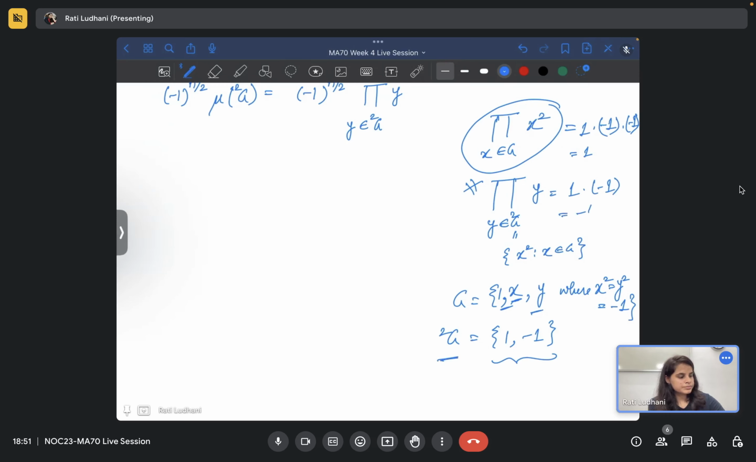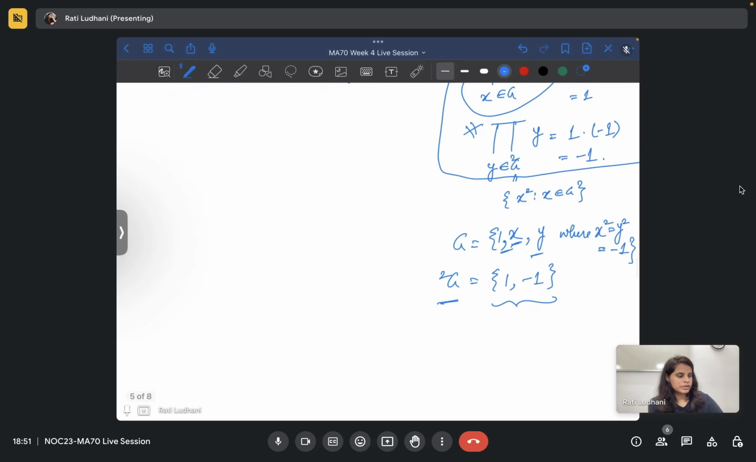As an example, you could take 1, i, minus 1, and minus i. Yeah, exactly. So you just add one more element. So x and y are like i and minus i, because the square is minus 1. So you take 1, i, minus 1, and minus i. So yeah, exactly, very good. So we can take this example.